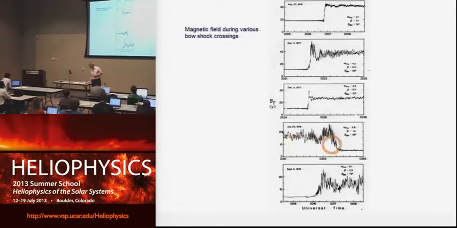On the other hand, this event down here, we are in the magnetosheath with high magnetic field, and we pass into the region of low magnetic field, which is the solar wind. So we're going outwards from magnetosheath to solar wind. You can just see from these different crossings that not all shocks look the same. They look different from each other.